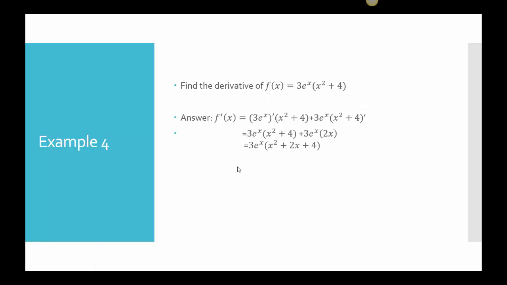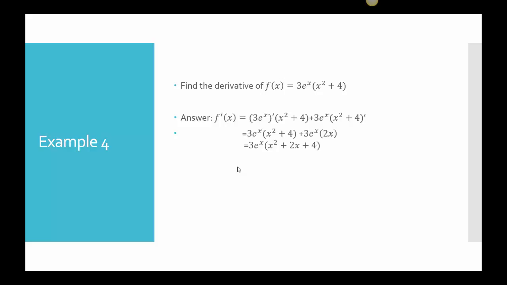I want to throw e in here. So this time I have 3e to the x times x squared plus 4. And again, I'm setting out that I'm going to start with the derivative of 3e to the x, leave x squared plus 4 alone, switch that up, leave 3e to the x alone, and go back and take the derivative of x squared plus 4.